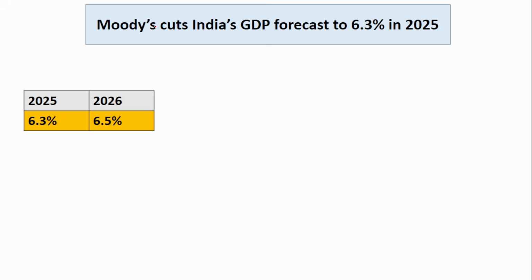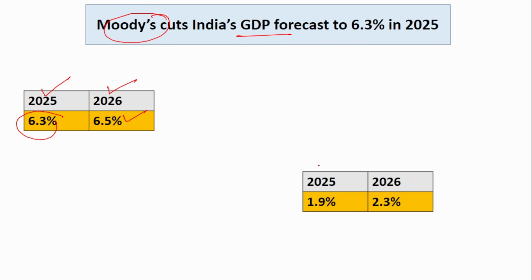Next is again Moody's GDP forecast. It has projected 6.3% for 2025, and for 2026 it has projected 6.5%. Similarly, for the world it has projected 1.9% for 2025 and 2.3% for 2026. Remember the numbers, it is very, very important.